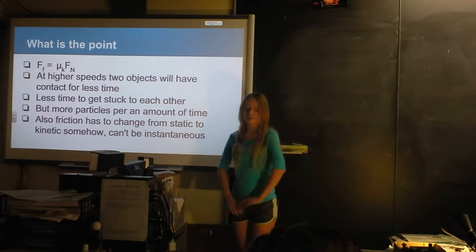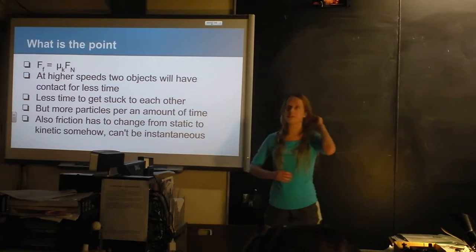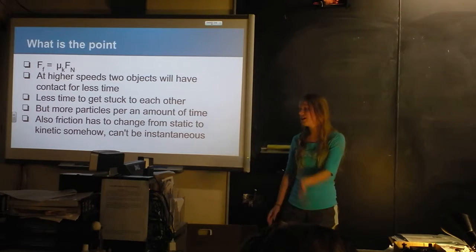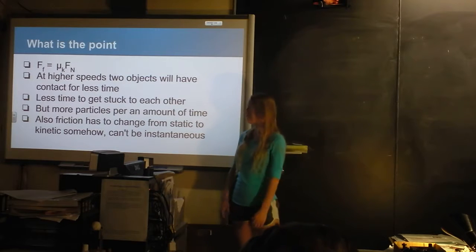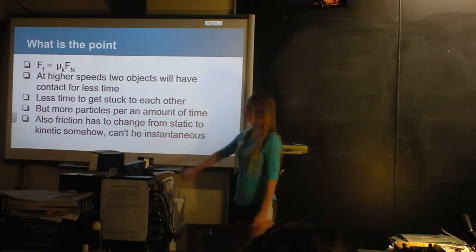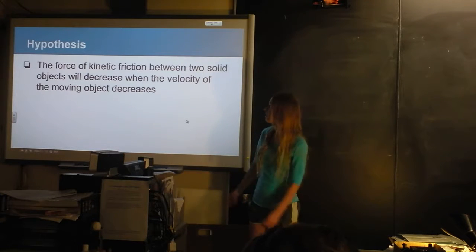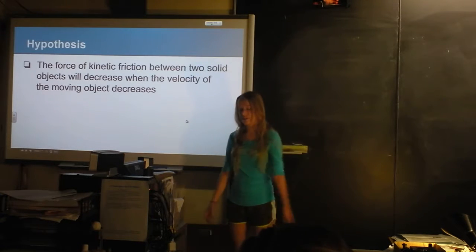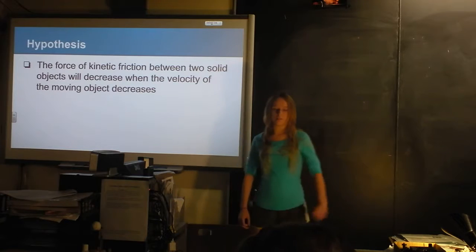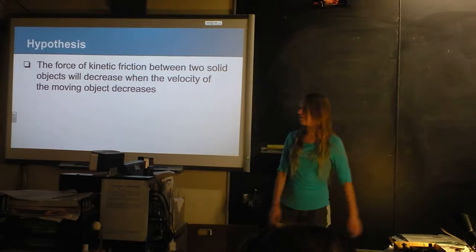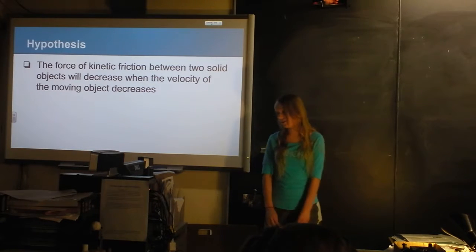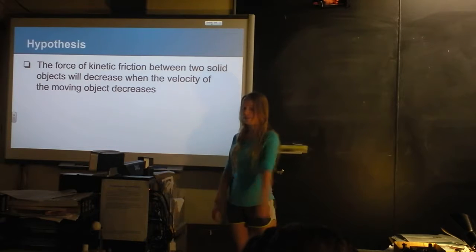And also, you have one equation for static friction and one equation for kinetic friction, and it's supposed to just jump down instantaneously, and that's obviously not possible. So I wanted to see what was going on with that. My hypothesis was basically that when you increase the velocity, when you're dragging two things across each other, the force of friction will decrease.